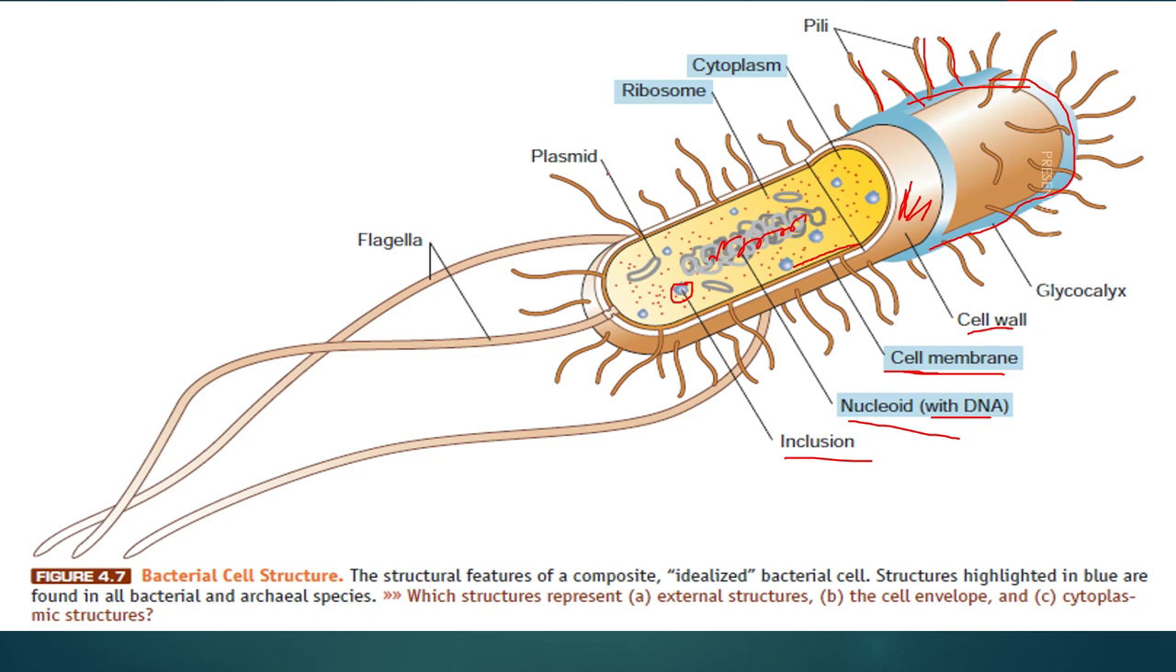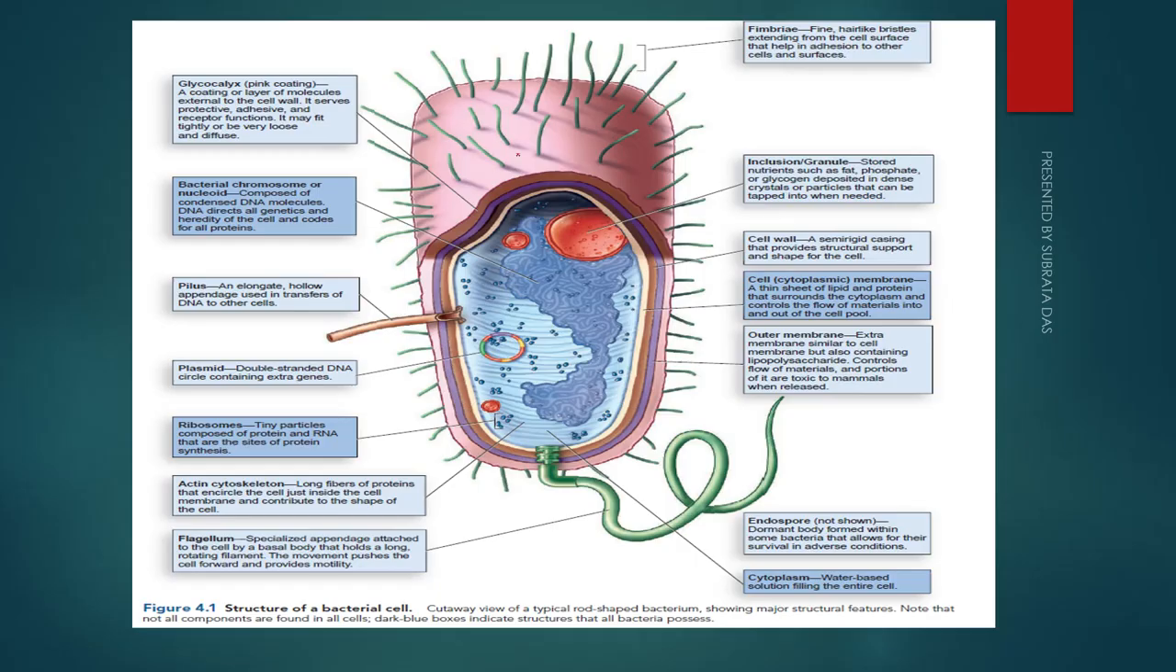Next is the plasmid. This is the plasmid, an extra chromosomal DNA material. Here some genes are present which help the bacteria resist external factors, or to be virulent. So it helps bacterial virulence. Another thing is the flagella. Flagella help the bacteria for their movement. Now let's move on to the more detailed structure.